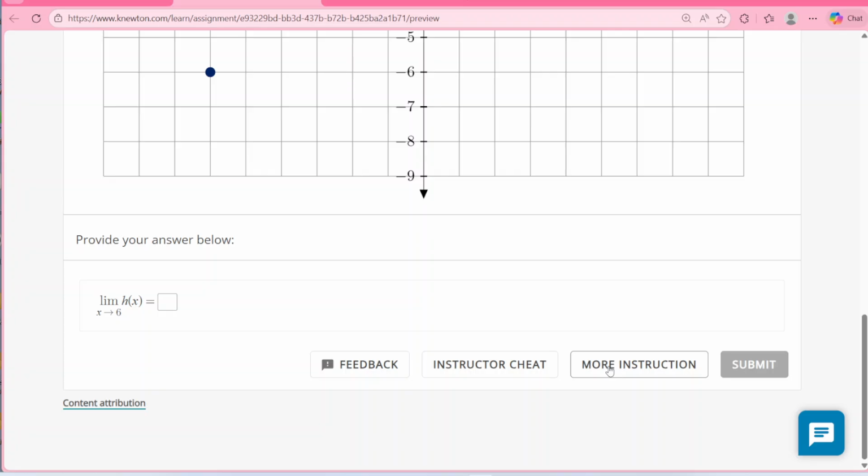But you will have a more instruction button. So if you're working on an objective or a question and you forget how to do it, forget the material, or need to brush up, click on more instruction, and some reading, maybe some videos, maybe both, will come up that will instruct you on the objective you're currently working on, and hopefully with that instruction you can do the problems better.